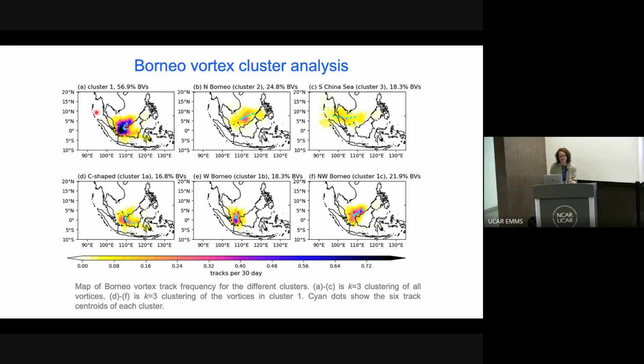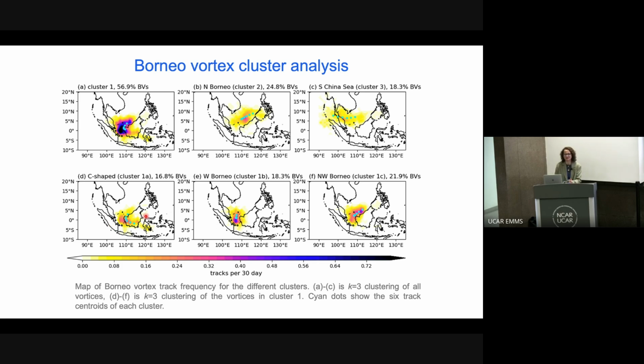So we subclustered this cluster 1, and these are the 3 subclusters we got. One, you can see that the tracks really follow a C-shaped curve and they move quite far into the southern hemisphere, all the way to Sulawesi. And there's another track, and this is what we call the C-shaped cluster.